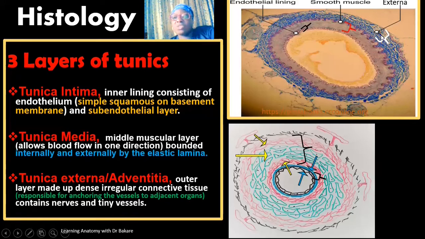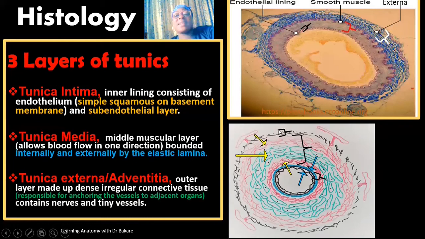So this is what you see. If you try to take this image down here, this is the tunica externa or the tunica adventitia layer. It is highlighted here in black. And what is seen is that it is made up of this irregular connective tissue. And this region is responsible for anchoring these blood vessels to the organs.